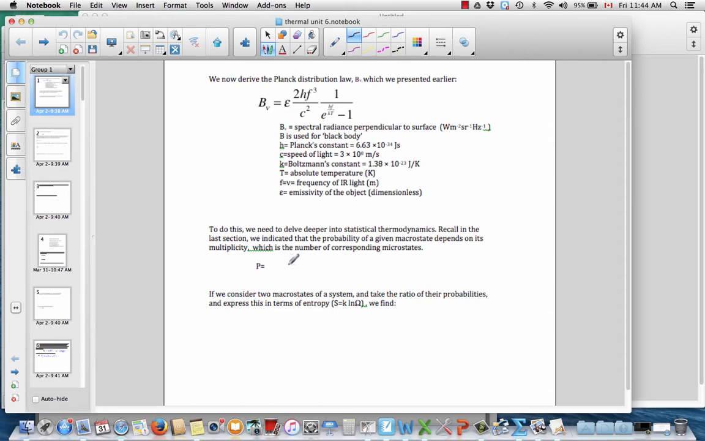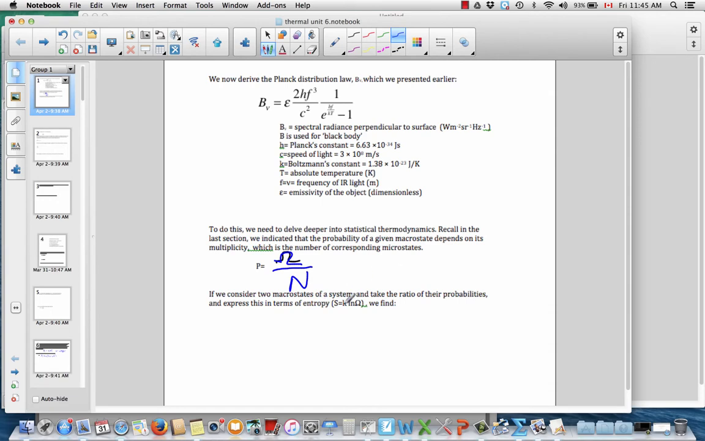Now, to start with, let's use a couple of ideas from statistical mechanics to motivate a certain result about the probability of a given state being occupied. So we saw in our previous section that probability depended on the multiplicity of that state divided by the total number of states.